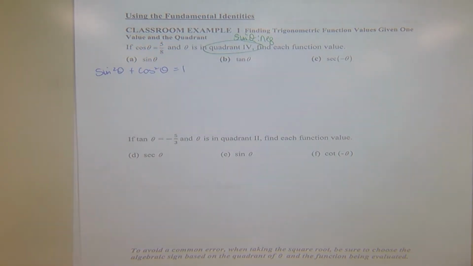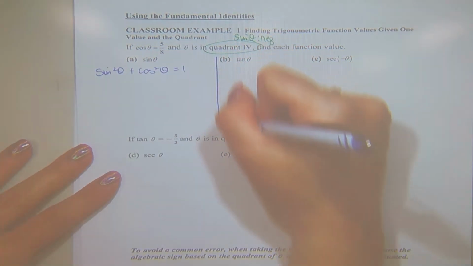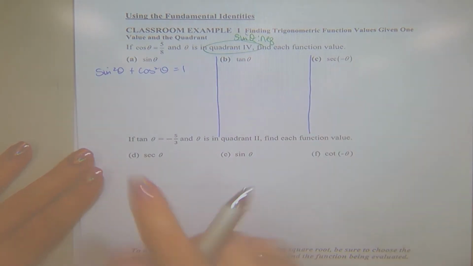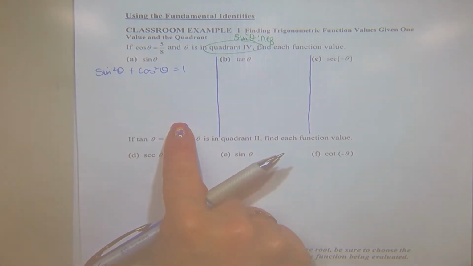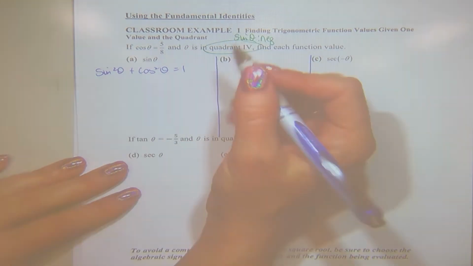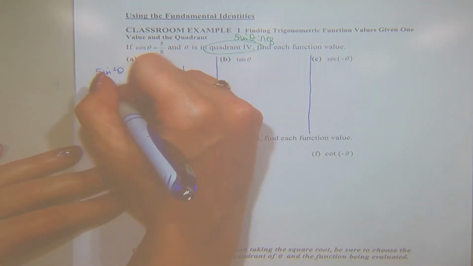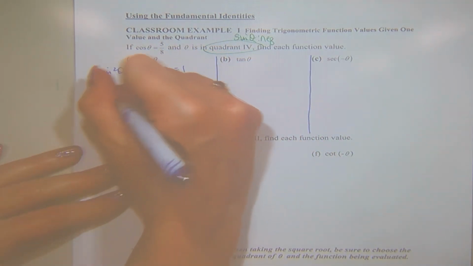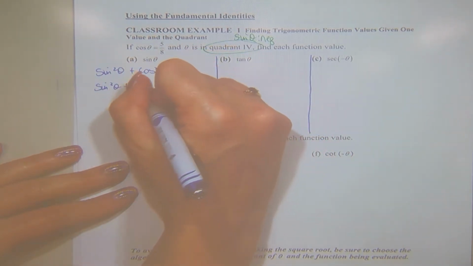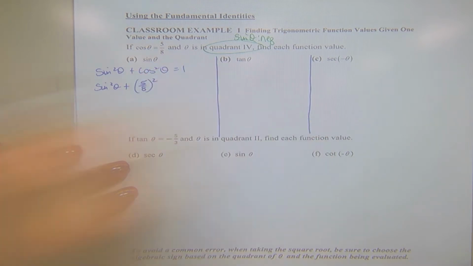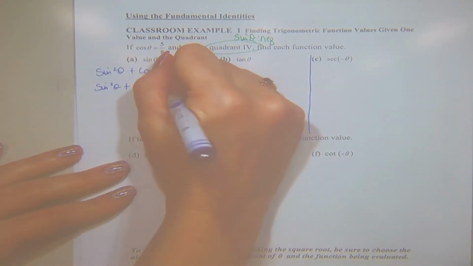Now, I want you to actually use these identities to help you solve, because this practice is what's going to save your bacon later on when you need to verify the identities. Being able to practice using them seriously helps. Okay, plug in what you know. I do not know sine theta, so I'm going to leave sine squared theta. I do know cosine theta. Cosine theta is 5/8. So cosine squared theta is 5/8 squared, and that's equal to 1.